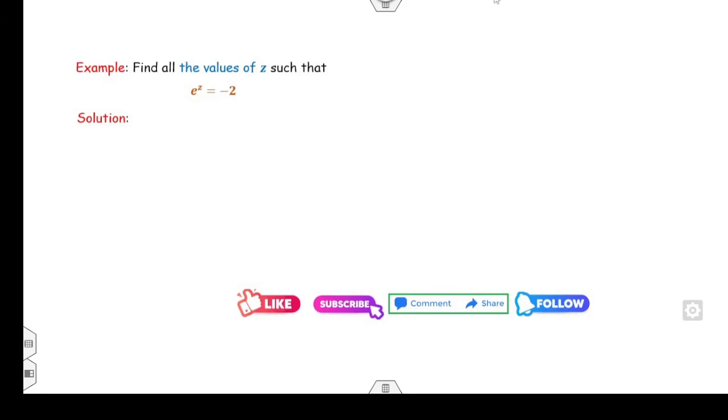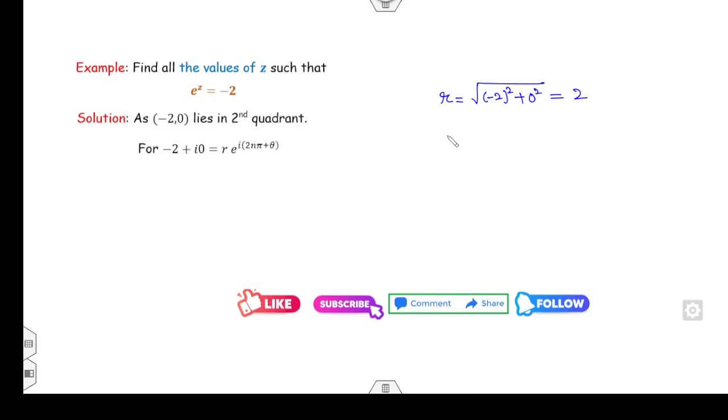Look at the second one. Again, the right hand side I can write as minus 2 plus iota 0. So where it lies, minus 2 comma 0? In the border of the second and third quadrant. Clear? So can you find the value of r? r will be root of minus 2 square plus 0 square, that will be 2.